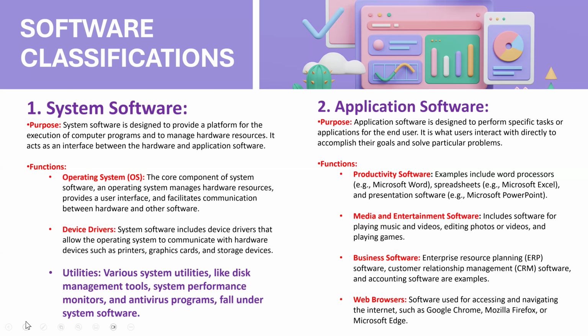Now, why did I say utilities are normally classified under system software? Because they do similar things. Because utilities, you can't really say that they are applications, and you can't really say somehow that they are system software. But what do they do?